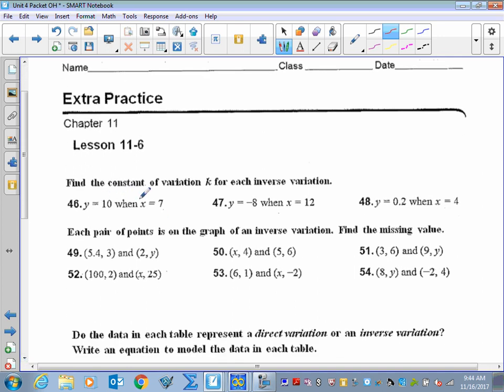Same thing here, you're going to find k first. Really, all you're doing for 46, 47, and 48 is finding k. So put at the top, k equals x times y. That's all you're doing, multiplying x and y together. It says each pair of points is on the graph, and they do tell you it's inverse. Find the missing value. So this is what I would like you to do. I want you to tell me what k is. How do you think you're going to find k? Multiply x times y. So if someone could multiply 5.4 times 3.